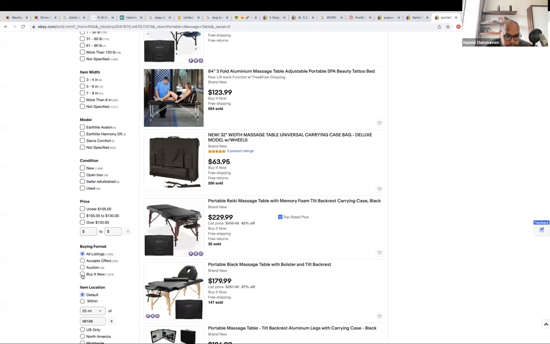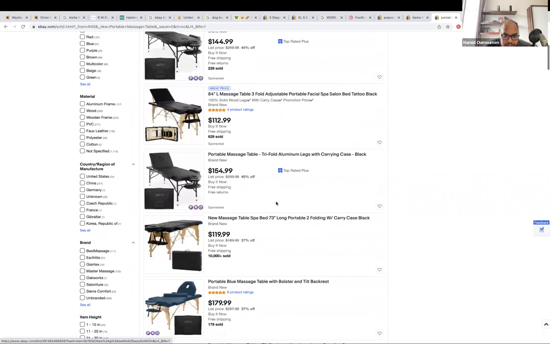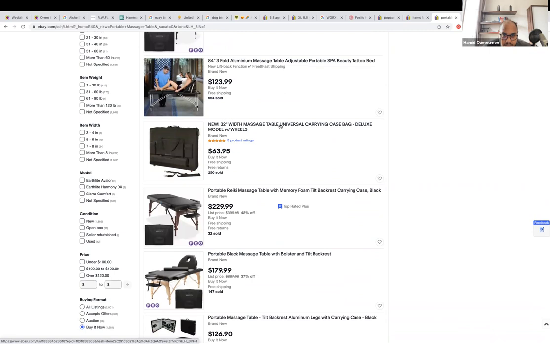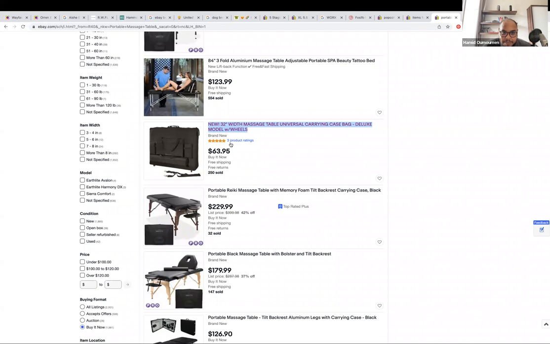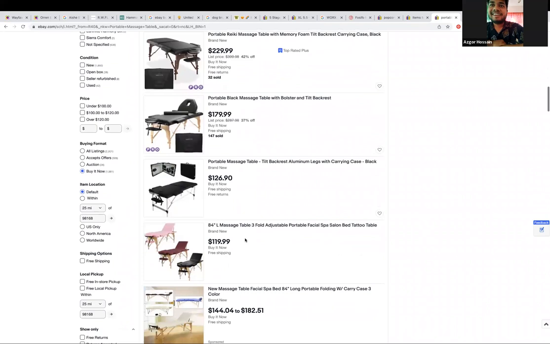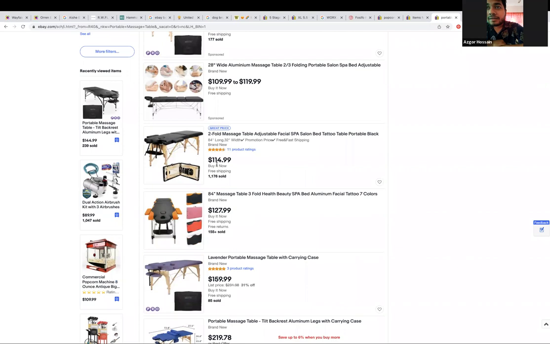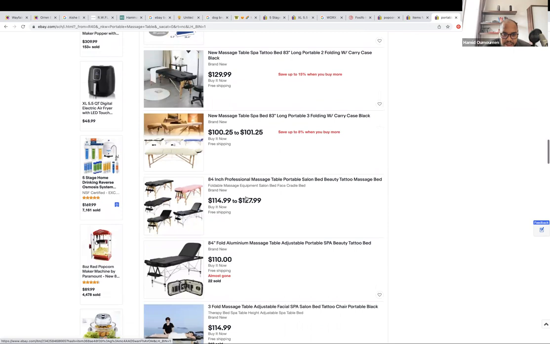Let's make a filter. I will choose Buy It Now, so there are no auctions. Then I will try to see what's the cheapest one here. 112 massage table, universal, deluxe small. Let's check this one. With this one, you don't know what the product is. Maybe they will give you only the bag. So maybe the price is 114. This one is 110. Okay, this one 140.